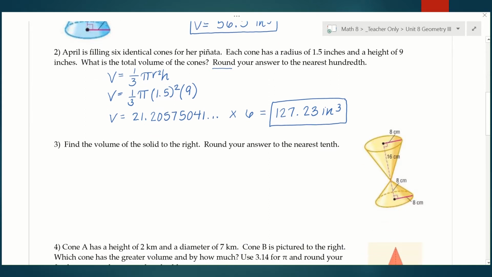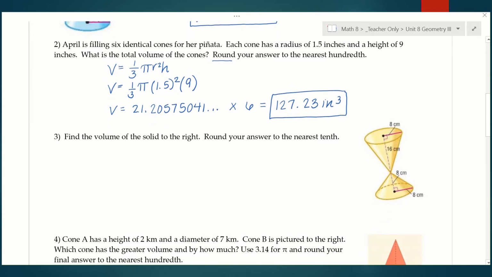Okay, number 3. Find the volume of the solid to the right. Round your answer to the nearest tenth. So every once in a while, you will find that you're given a picture that is a combination of more than one 3-dimensional shape. Basically, if you're asked to find the volume, you just find the volume of each of them separately and then add them together. So that's exactly what we're going to do for this one.